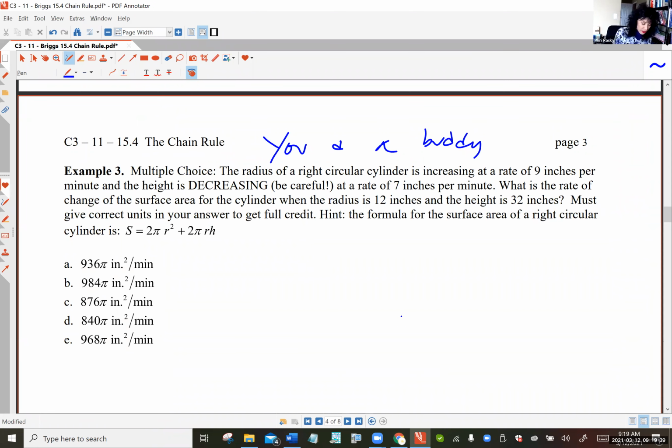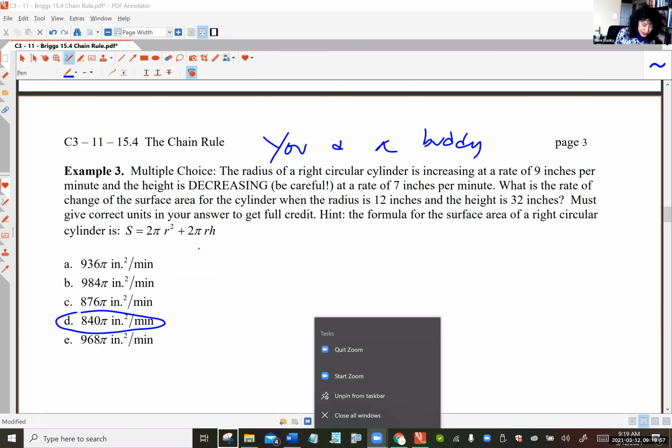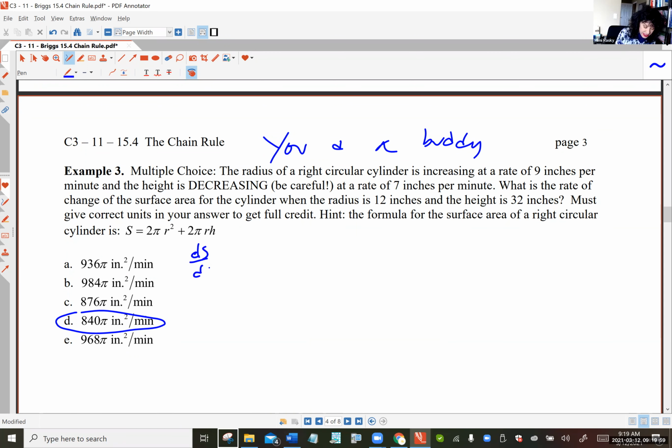So the correct answer, for example, 3 here was letter D. Let me just show you the work that I want to see. On the quiz this weekend, if you want to get full credit, you couldn't just circle the right answer and not show anything. No. Step 1, I want to see what is dS/dt, like dS/dt equals. Don't start doing anything until you tell me. If you skip this crucial step, I will take away points from you.